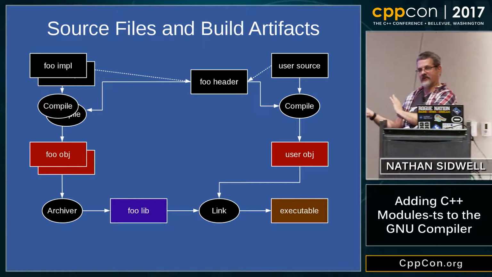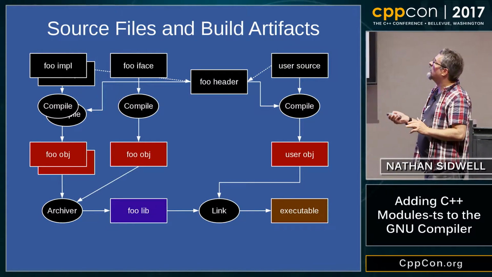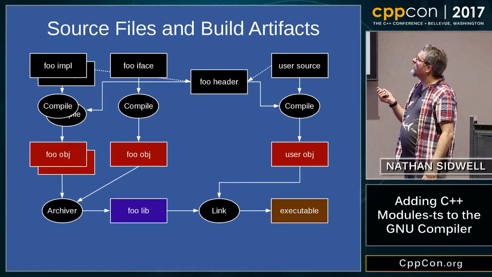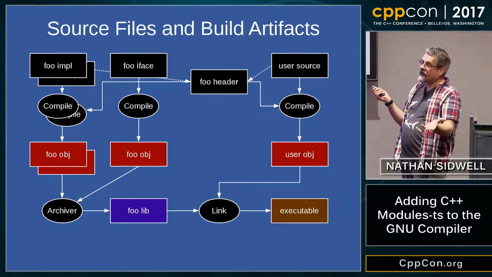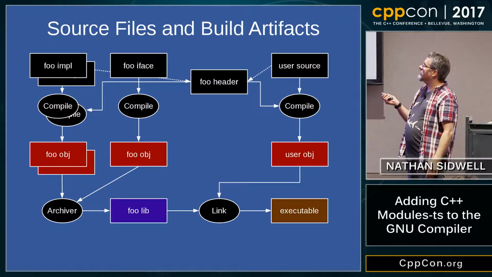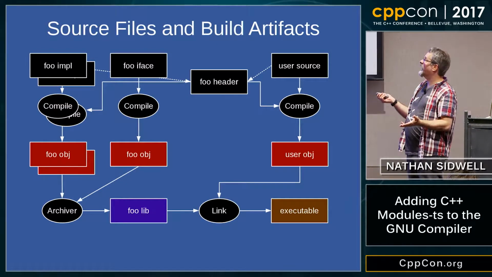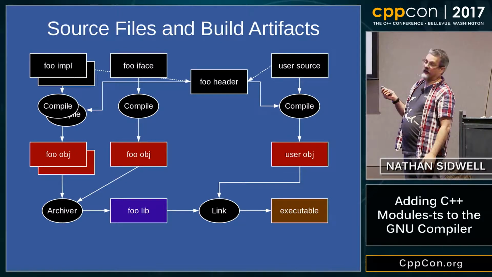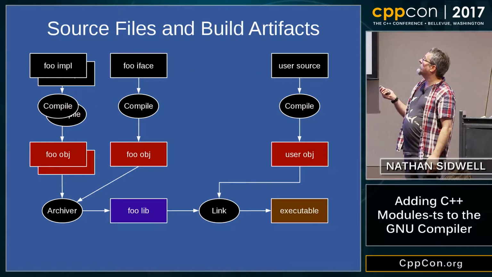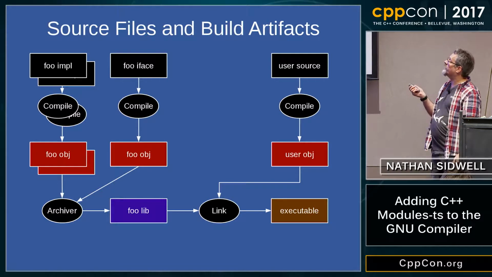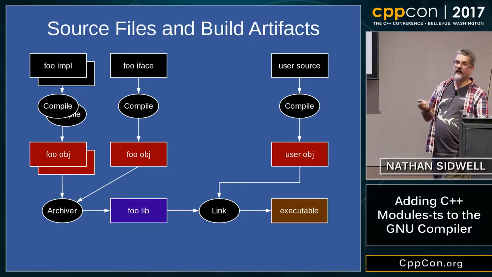So this picture now changes with modules, in that rather than a foo header file, we have a foo interface file, which is just a regular source file. Get a foo object out of it, add it into the archive, and off you go. But the point was we wanted to get rid of this header file, so let's go away. So how do all these bits here know what was in here?